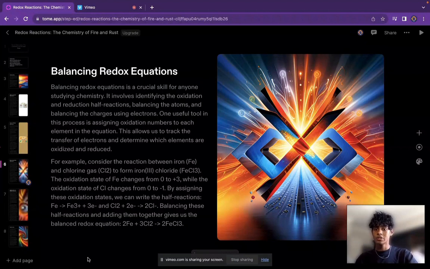For example, consider the reaction between iron and chlorine gas to form iron(III) chloride. The oxidation state of Fe changes from 0 to +3, while the oxidation state of Cl changes from 0 to -1. By assigning these oxidation states, we can write the half reactions. Fe gives you Fe3+ + 3 electrons, and Cl2 + 2 electrons gives you 2 Cl-. Balancing these half reactions and adding them together gives us the balanced redox equation: 2Fe + 3Cl2 gives you 2FeCl3.